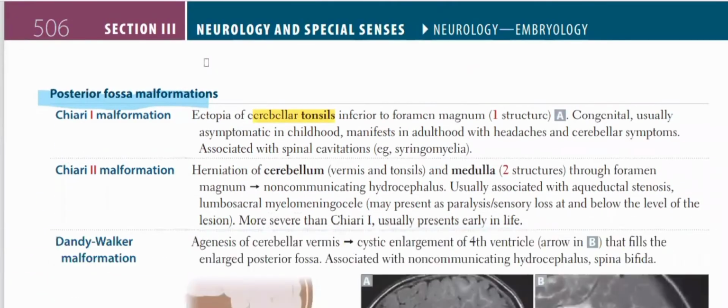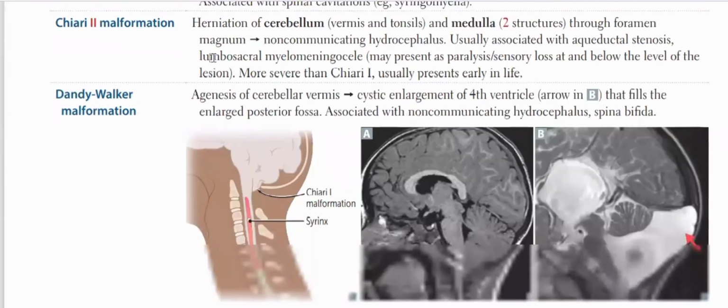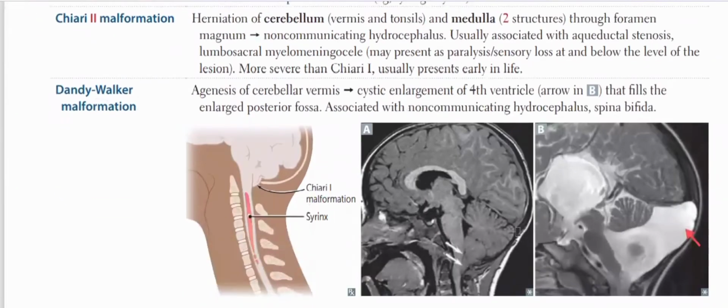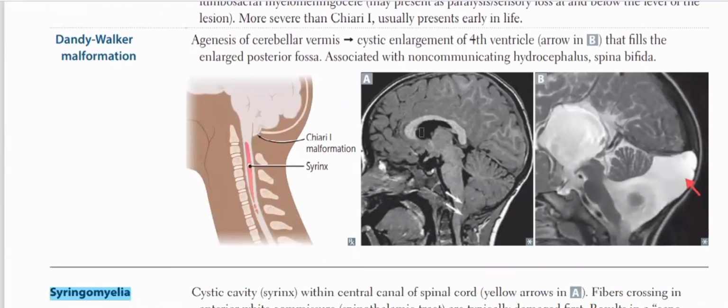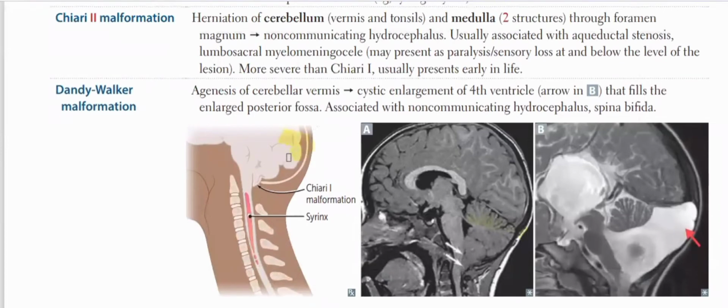After that comes posterior cranial fossa malformation. Here is the posterior cranial fossa, the cerebellum is present, and after the cerebellum there is the foramen magnum.